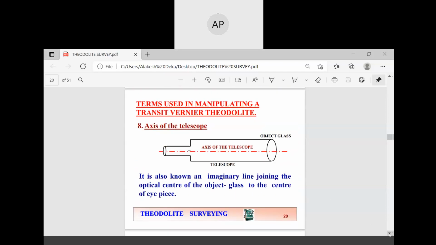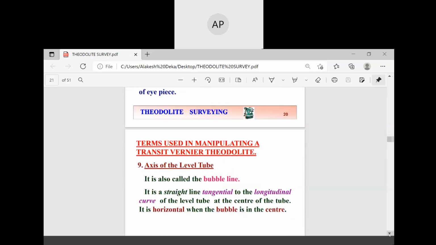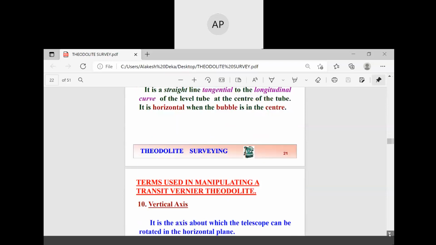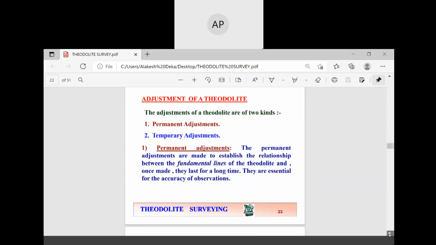Axis of telescope: it is an imaginary line joining the optical center of the object glass to the center of the eyepiece. Axis of level tube: it is called the bubble line. It is a straight line tangential to the longitudinal curve in the level tube at the center of the tube. It is horizontal when the bubble is in the center. Terms used in manipulating a transit vernier theodolite: vertical axis, horizontal axis. Yes, this one is important.